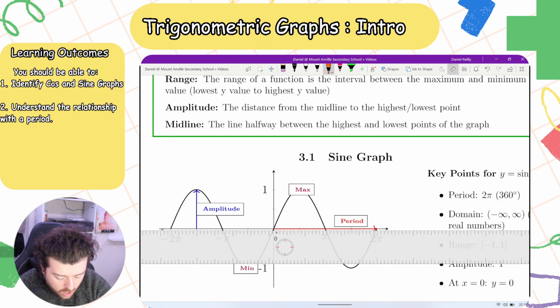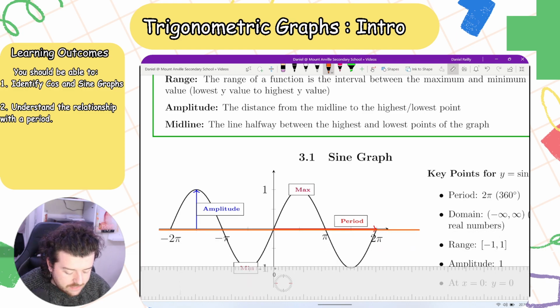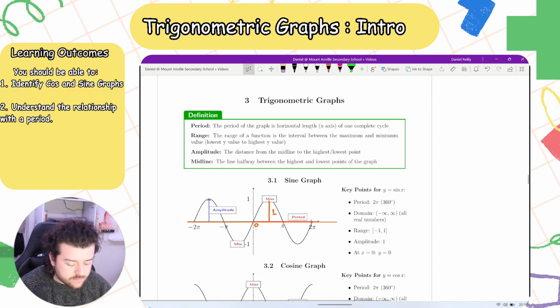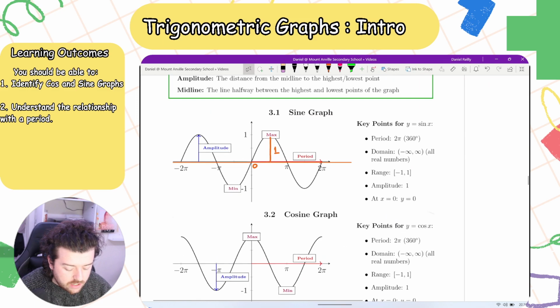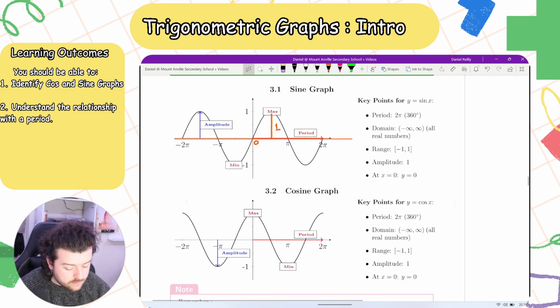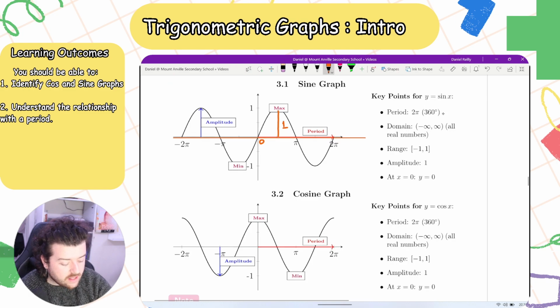We're going to be looking at more complicated versions in the next video, but there's my midline, and my midline starts at 0. So how do I get up to my maximum? It's going to be 1. So my amplitude for this graph is 1. You need to remember: amplitude is the distance from midline to maximum point, and period is the horizontal distance where one cycle starts repeating itself. So key points for a sine graph: the period is 2 pi or 360 degrees, depending on what we're working with.